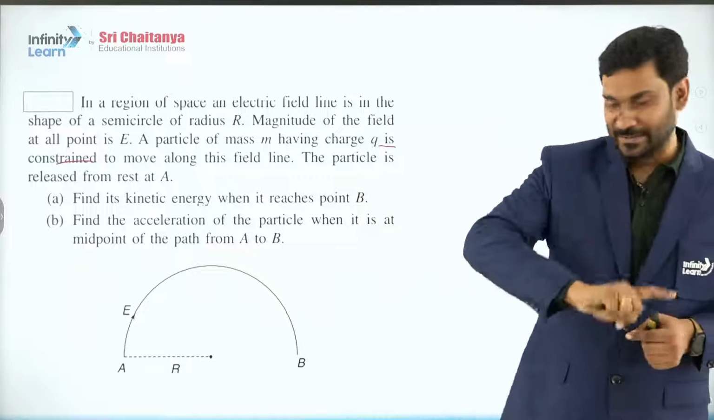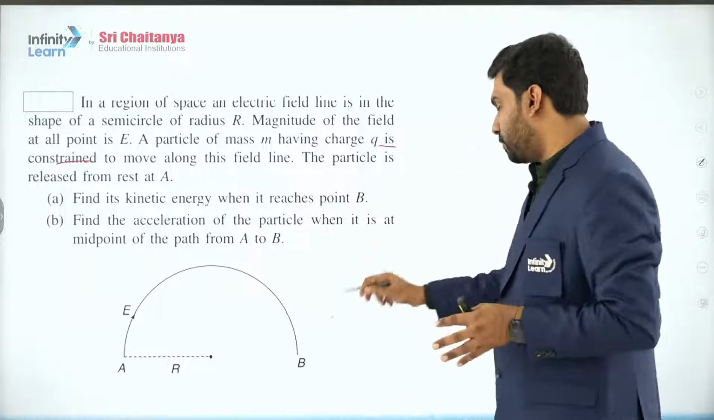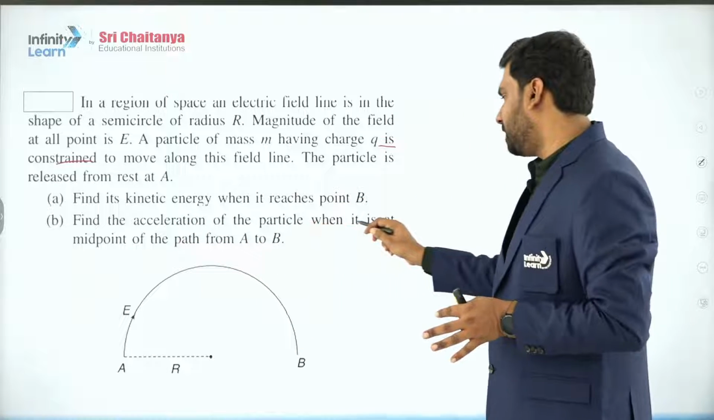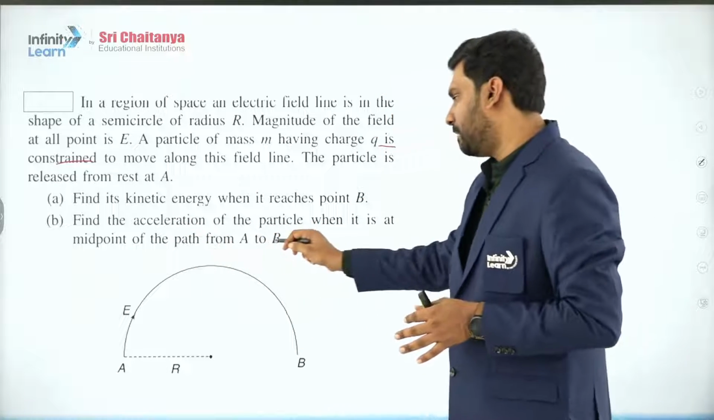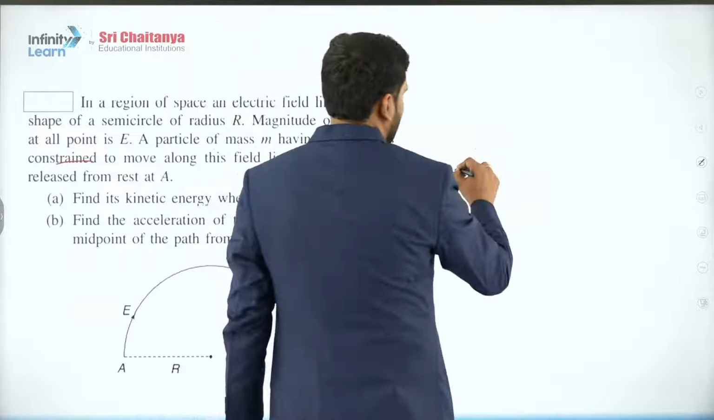You have to answer, right? Fine. Find its kinetic energy when it reaches point B. Find the acceleration of the particle when it is at the midpoint of the path from A to B. It's a very, very simple question. We'll build a story around it. So let us build the story.